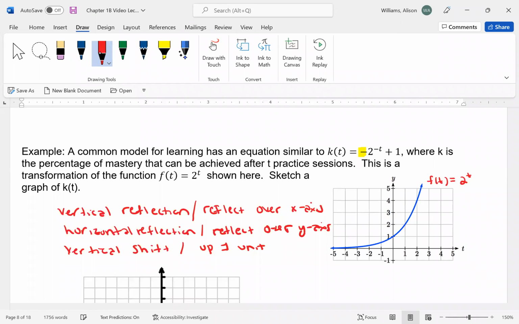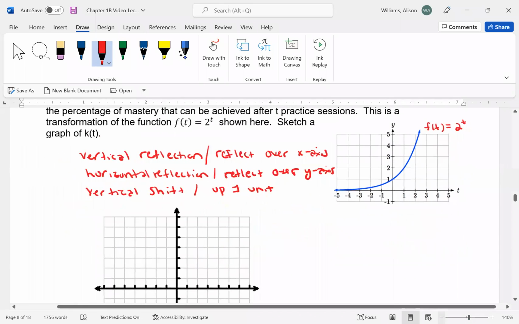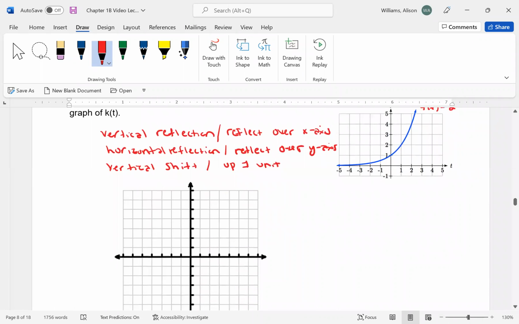So I'm going to perform these shifts or changes to 2 to the t and see what that looks like. I might do it in steps to help me out. First, I'm going to reflect it over the x-axis. This graph goes through 0, 1 on the y-axis, so I'm going to have it go through 0, negative 1. That's this point right here.